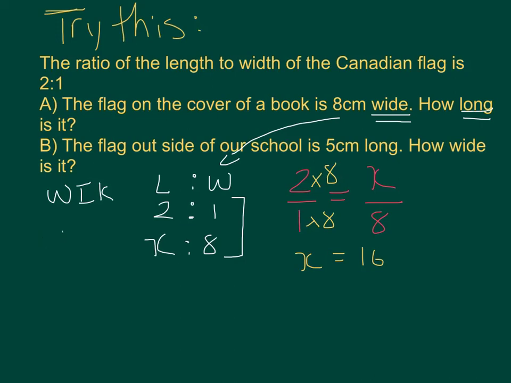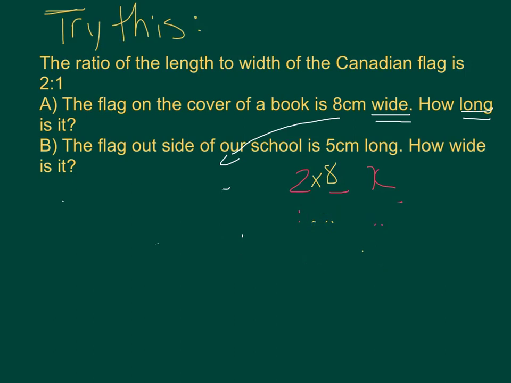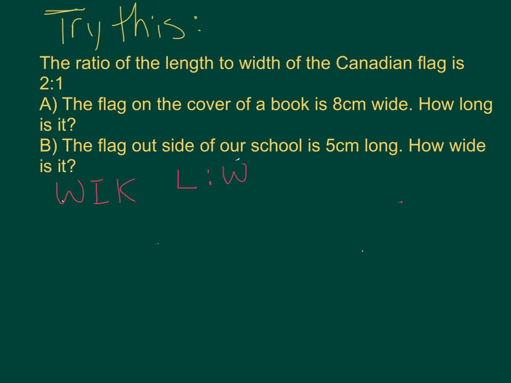Now I'm going to do the second one. So your first answer was 16, so your new ratio would be 16 to 8. Now, for part B, again, I write down what I know. What I know from the previous part has not changed. From my given information, the length to width ratio is 2 to 1. What I'm looking for this time is different though.